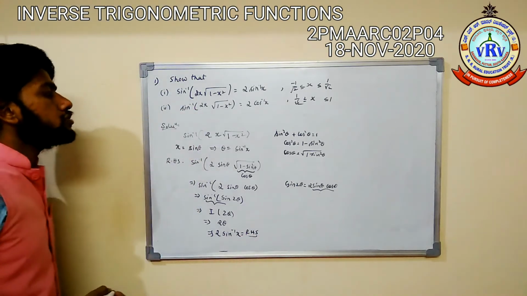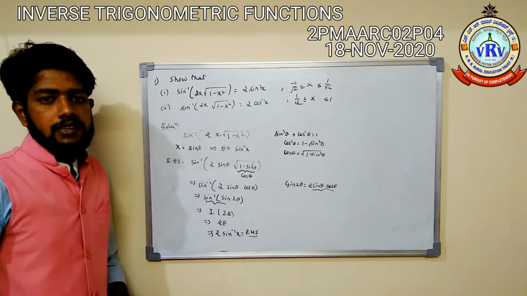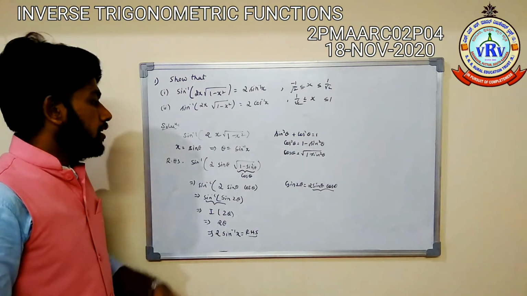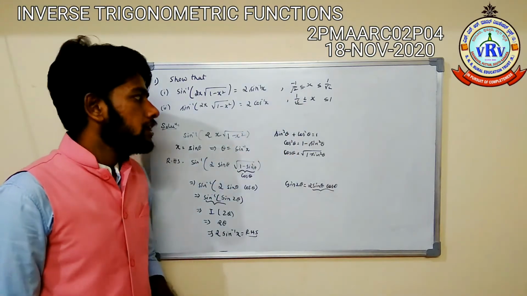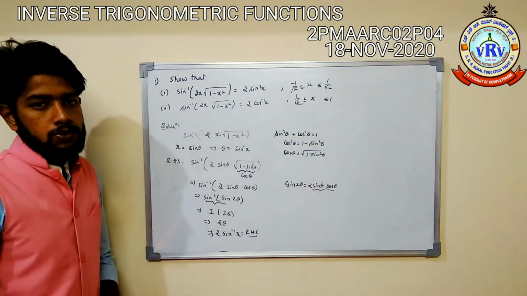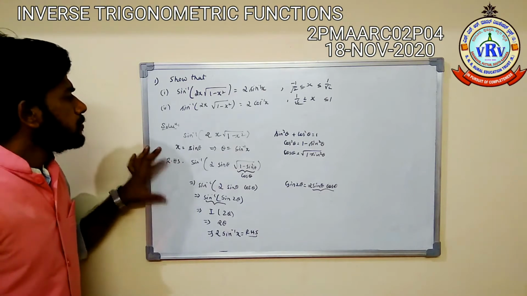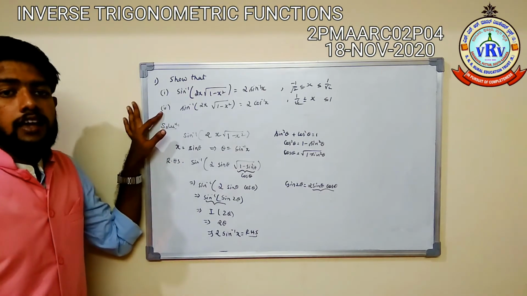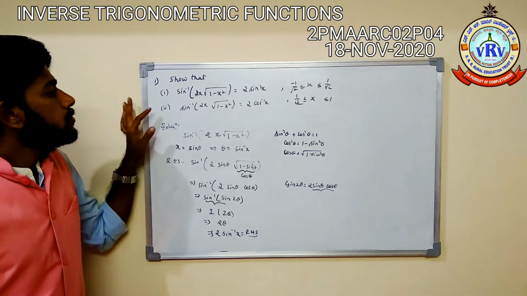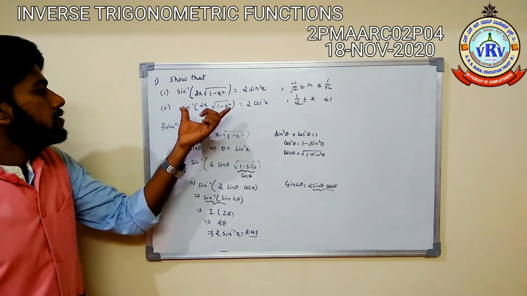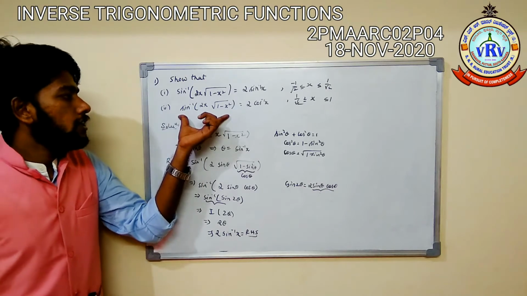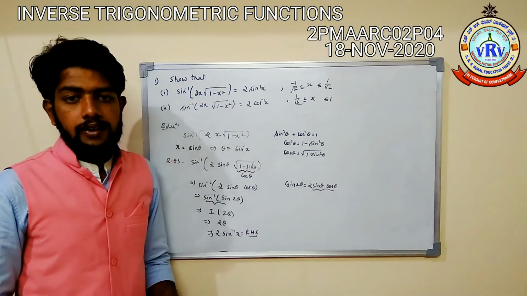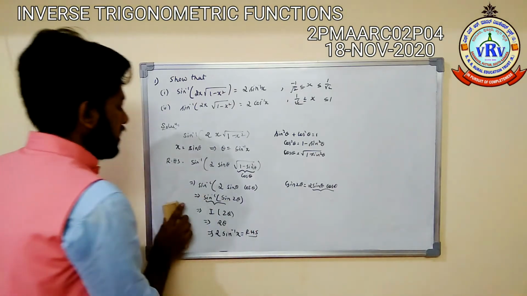So sine inverse of 2x root 1 minus x square is equal to 2 sine inverse of x if x lies between minus 1 by root 2 and 1 by root 2. This is a proof of the first part of this portion. The second part is an exercise for you. Can you get the sine inverse of 2x root 1 minus x square as 2 cos inverse of x?